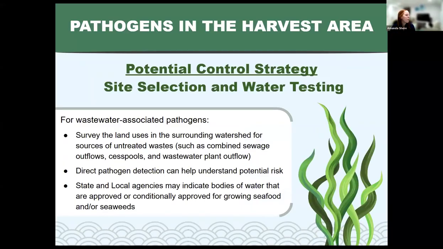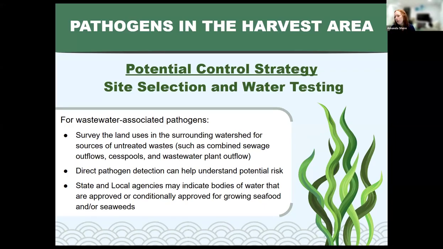All right, so we also wanted to highlight some potential control strategies. In this case, I'm talking about pathogens that are going to be present in the harvest area. Really a lot of this is going to be on site selection, so figuring out where to put seaweed lines or cages where we have clean water to prevent some of that contamination from wastewater associated bacteria.